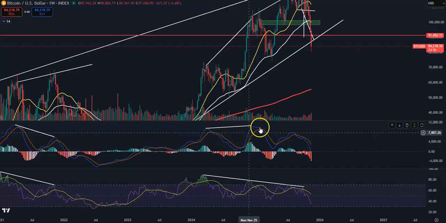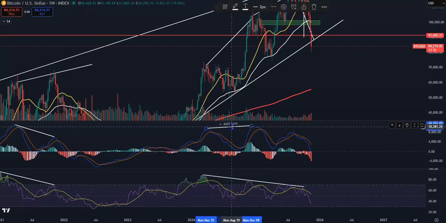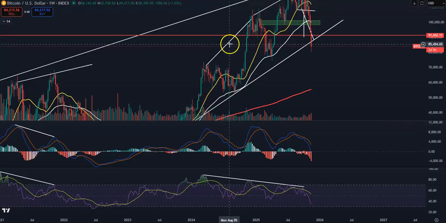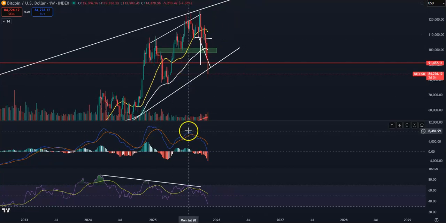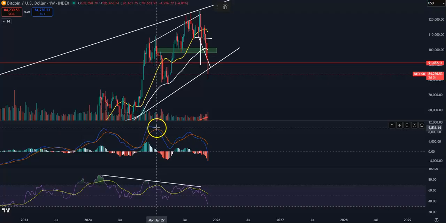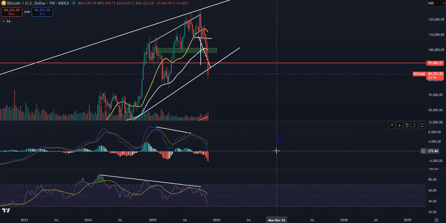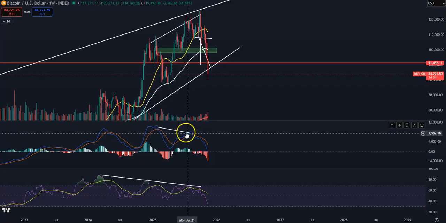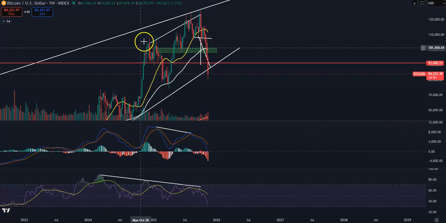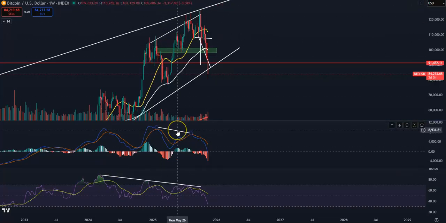And as long as you're getting equal or higher waves, that means that the momentum is there to continue to push the price up. But when we go from this wave to this wave, you'll see that this wave is actually lower than this wave. And then this wave being lower than this wave, then you have what's considered divergence.